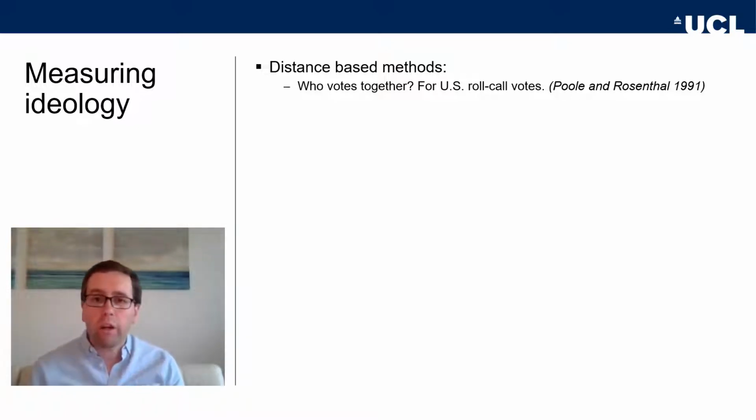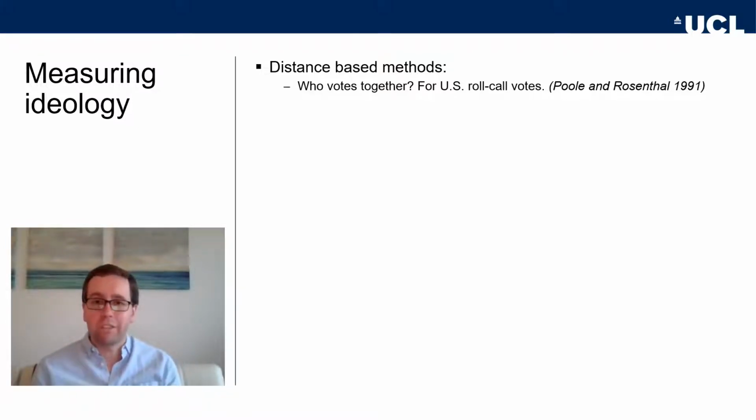And the workhorse model for this is using so-called roll call votes. And these are all distance-based methods. I'll explain that in a second. Basically, these Poole and Rosenthal's DW-NOMINATE scores, what they do is they look at all the votes that these senators, for example, take, and the underlying assumption is that, of course, people who have similar ideological predispositions will vote together on more issues than people who are further apart.